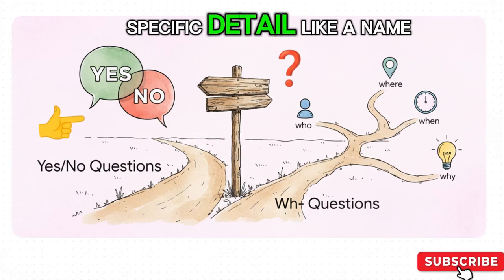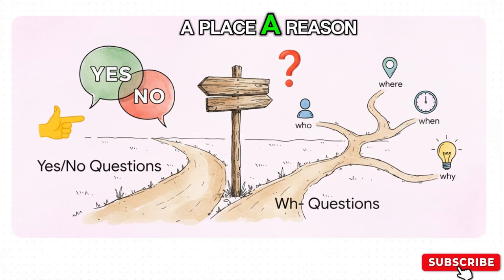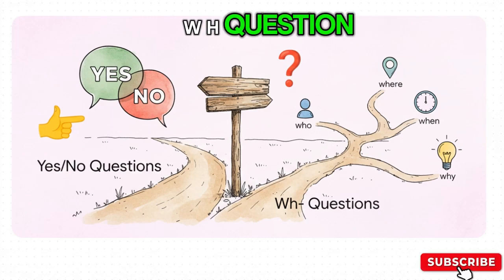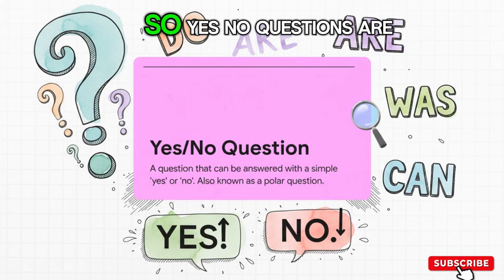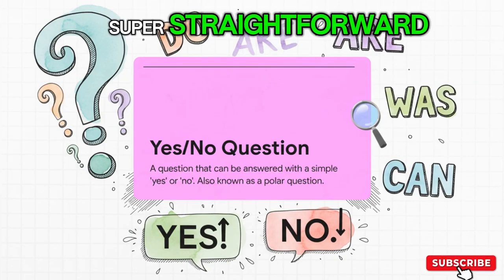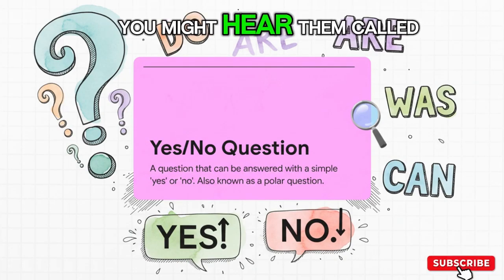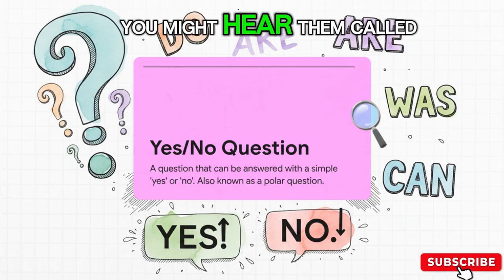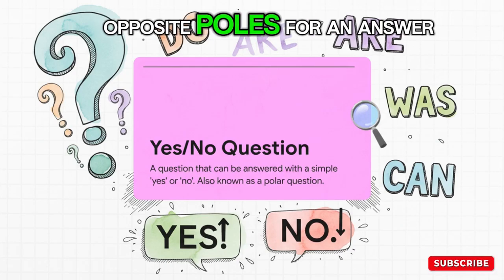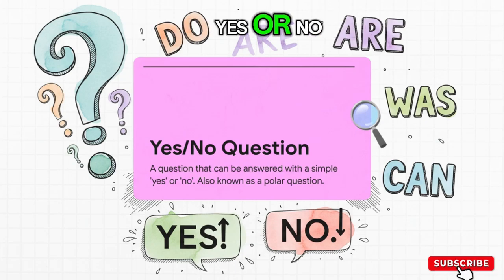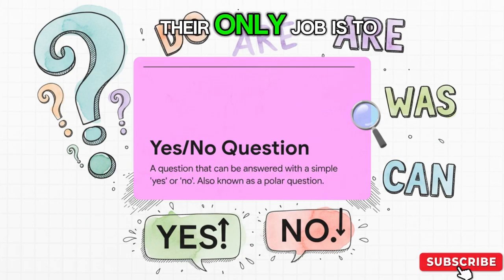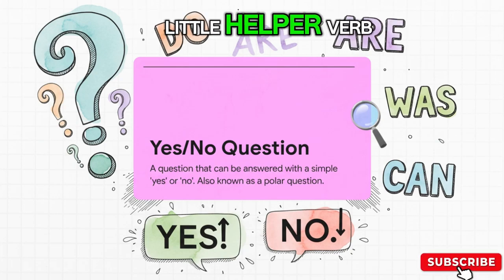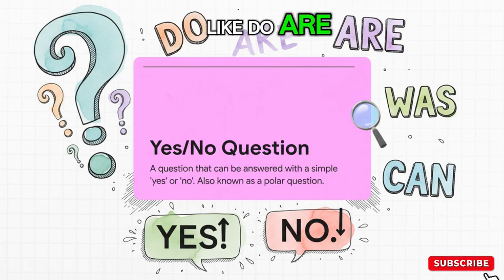Or do you need a specific detail, like a name, a place, a reason? That's when you grab a WH question. The goal really does determine the tool. So, yes/no questions are super straightforward. You might hear them called polar questions because they give you two opposite poles for an answer, yes or no. Their only job is to get one of those two replies, and you'll notice they often start with a little helper verb, like do, are, was, or can.